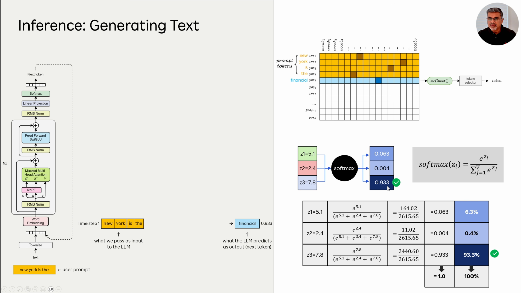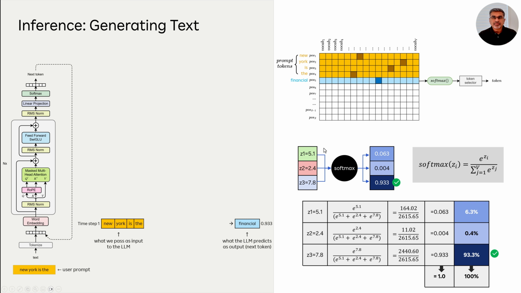Now, it could be anything, but the reason it is "financial" is because, again, through the process of training, this large language model has adjusted its weights so that it knows that the most likely token after "New York is the" is "financial". There could be other tokens too, but they have a lower probability of appearing after the preceding tokens like "New York is the." Very good. So now it has picked "financial" as its next token.